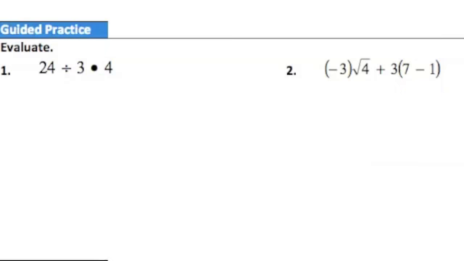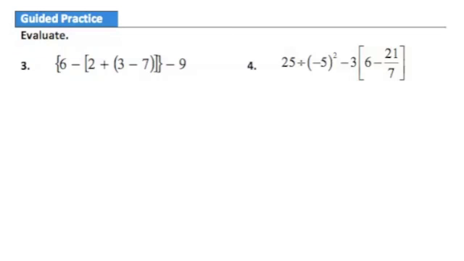Pause your video player again and answer these 2 guided practice questions. When you're done, hit play to see how you did.